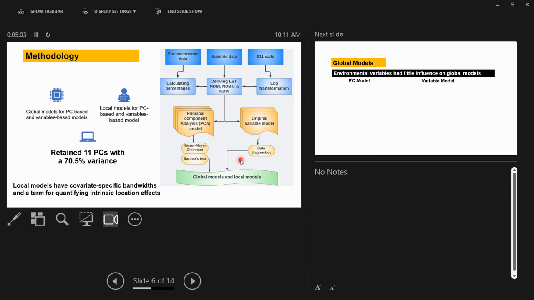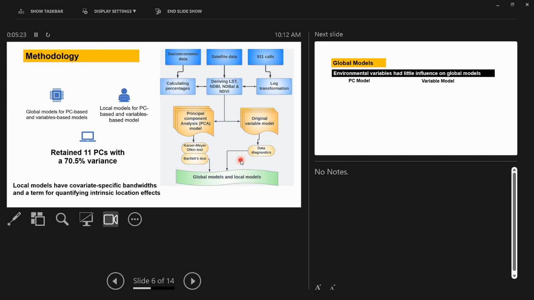For each of the models, whether it's a PCA-based model or an original variable model, we also had two other layers of modeling at the global and at the local level. And in this context, I know we've got audience members that are specialized in physical modeling, and I'll want to reorient your understanding of global and local.